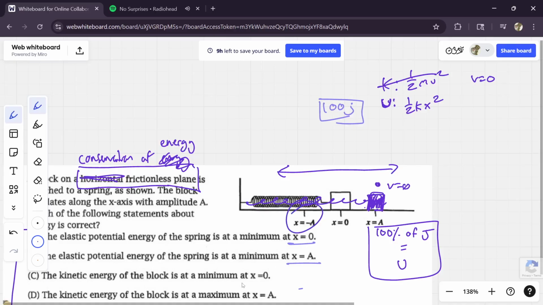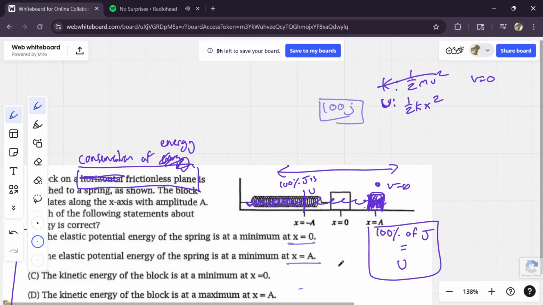The same applies for here as well. I mean, at this point, the spring would be at its shortest, like it physically cannot compress any smaller than this. So the box again is not moving. So that means 100% of the energy is U. So that leaves the middle part.